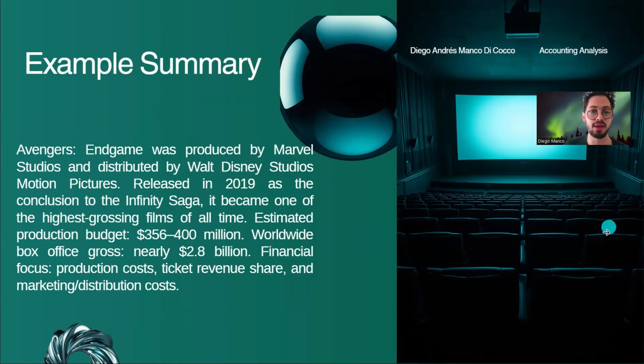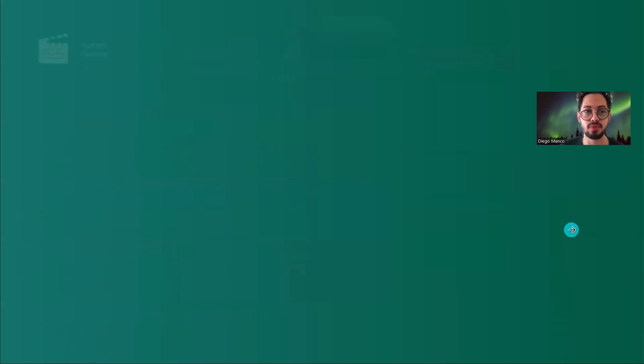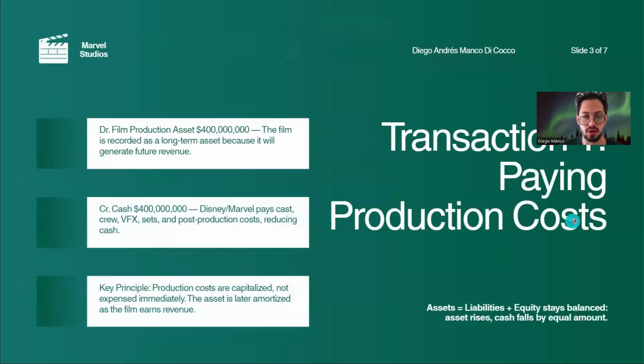First transaction: payment of the production costs. These costs include actors, directors, crews, sets, visual effects, costumes, and post-production. From an accounting perspective, the studio would not immediately treat all of this as a regular expense. Since the film is expected to generate future revenue, the cost can first be recorded as a film production asset.